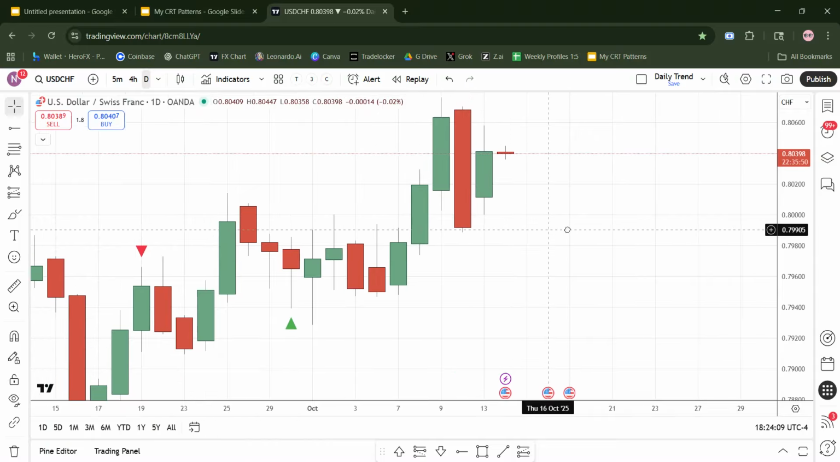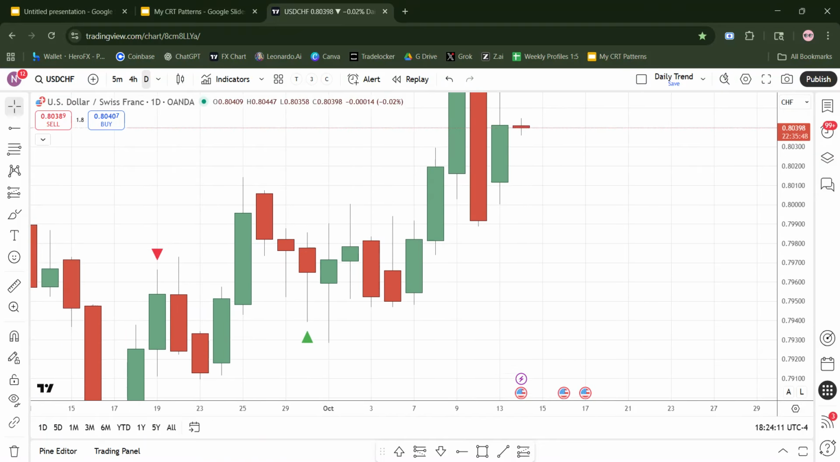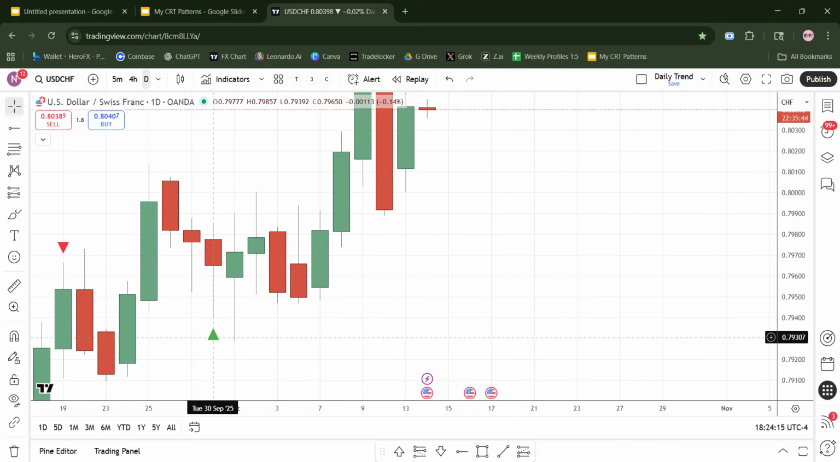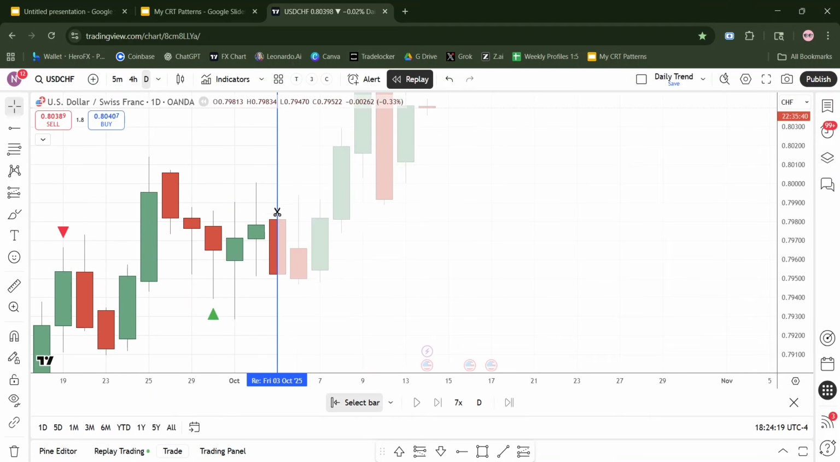Now let's take a look at one that doesn't meet our criteria, even though it does play out. It's not something I'd be looking for. This one right here. See this green arrow? Let me go to the replay.